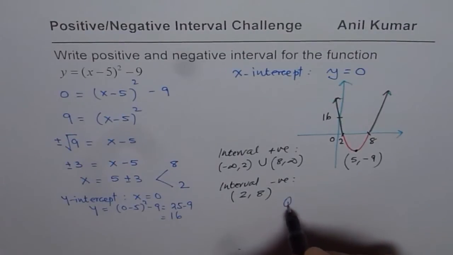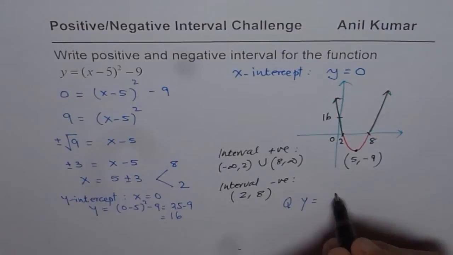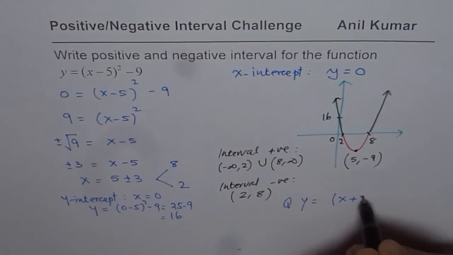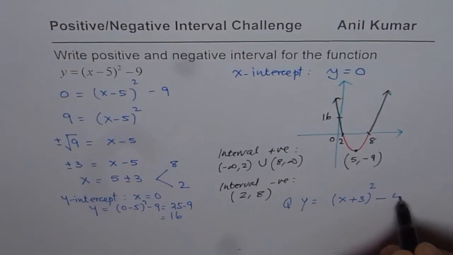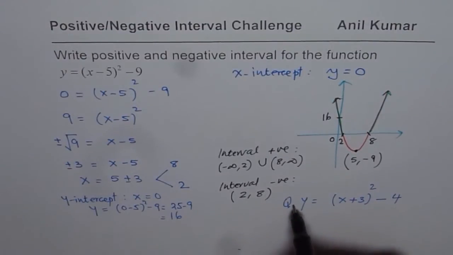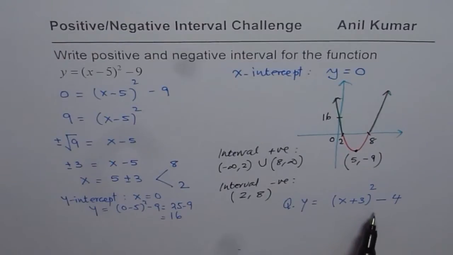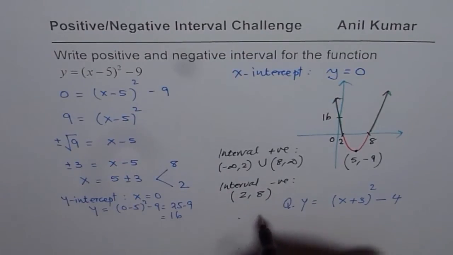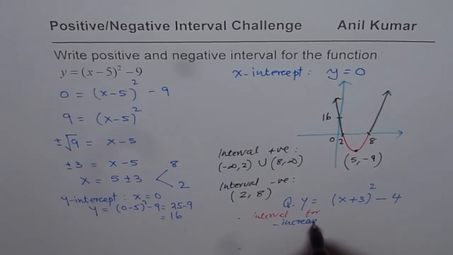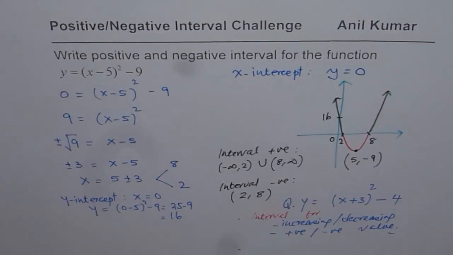Here is a practice question for you. You can try to answer the question (x plus 3) whole square minus, let me take 4 here, okay? So try to find increasing and decreasing intervals as well as positive and negative intervals for the given function. So find two things. We want intervals for, let me write down here, increasing and decreasing, and also for positive and negative values. Is it okay? So that is your practice question.